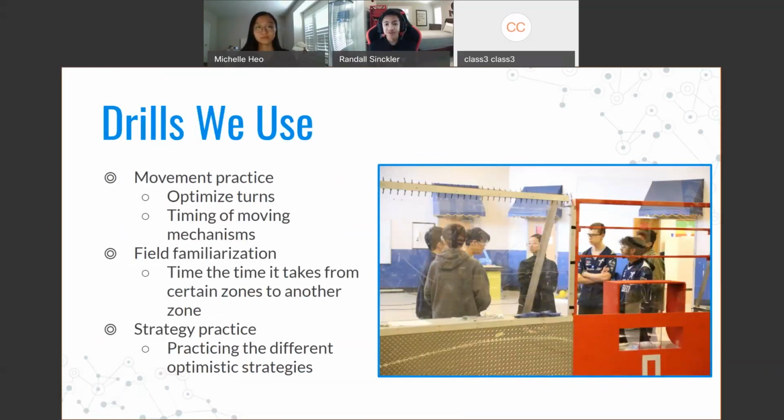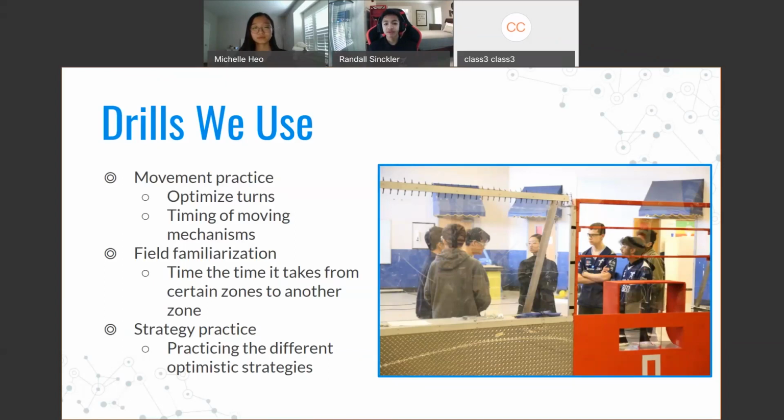So most of the drills we use are usually done with the old robot, but are most effective when done with the robot for that season. One drill is the movement drill, where we practice optimizing turns and movements on the field and figure out the timing of moving mechanisms. Last year, Infinite Recharge required the co-driver to start up the flywheel while I was driving towards the power port, and figuring out the timing beforehand at a practice field was very useful.